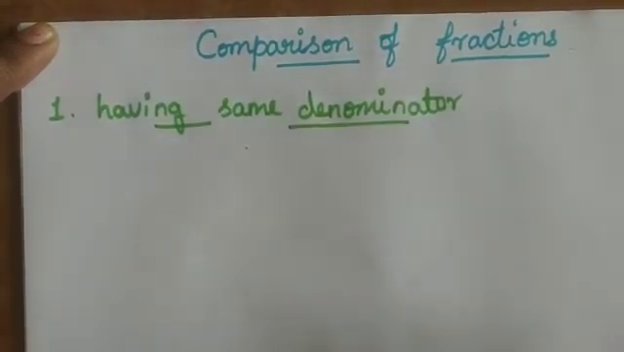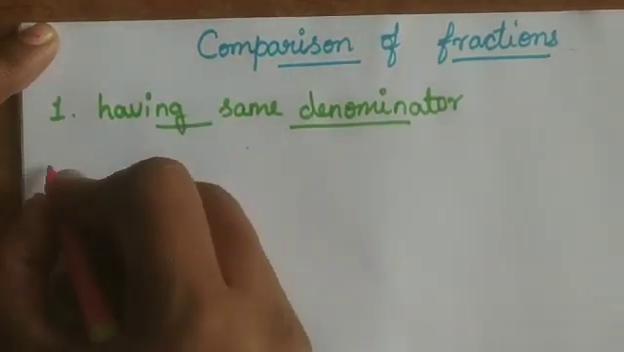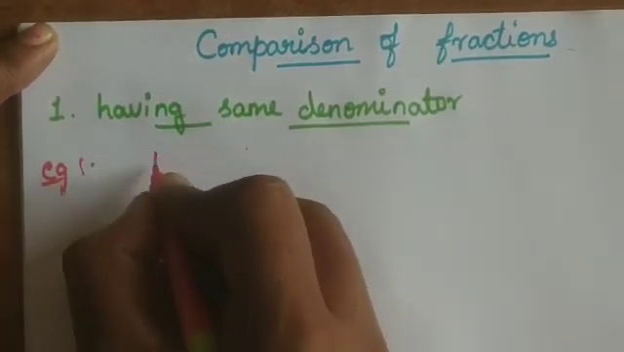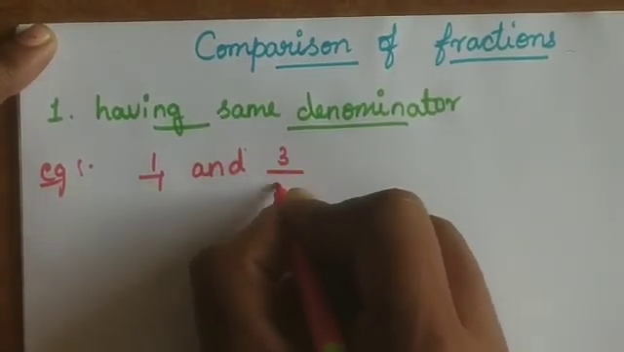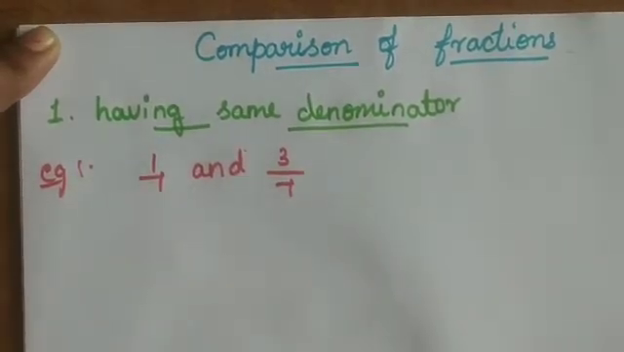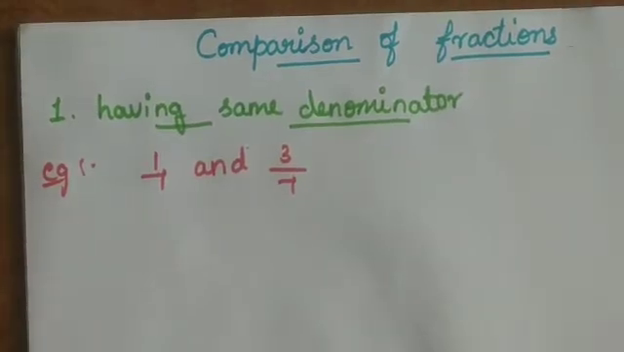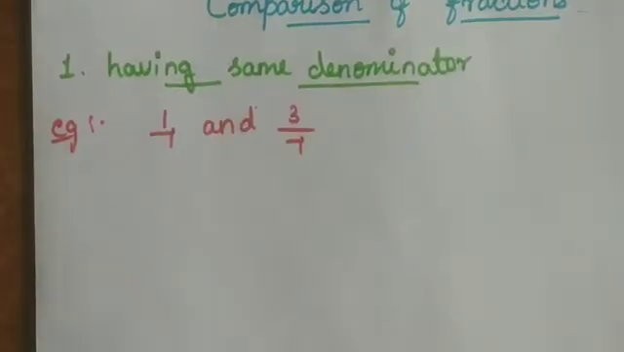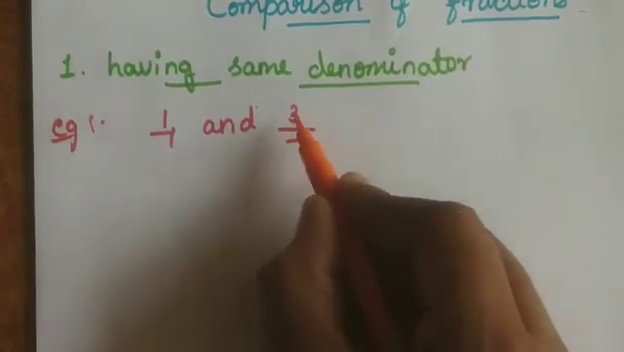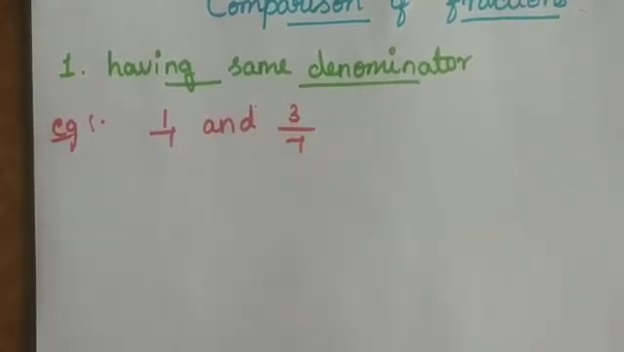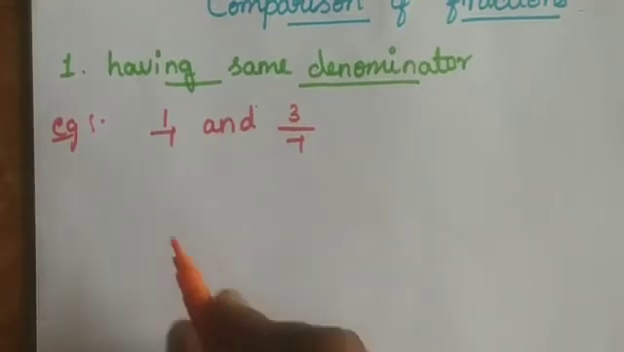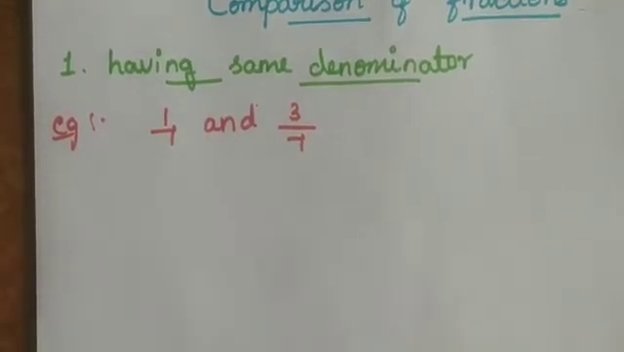So I will take one example. I will take 1/7 and 3/7. This is the fraction, children. Now in these two fractions, 1/7 and 3/7, we have to compare which is greater and which is smaller.